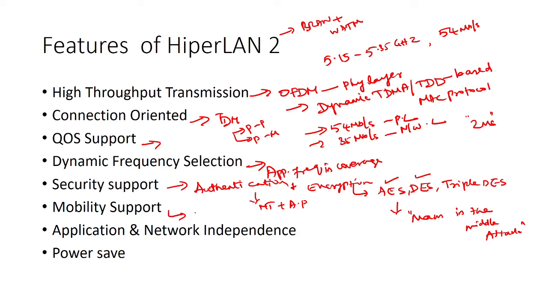Mobility support is done during the handover process. During the handover process, all connections will be taken care of, including the QoS parameters, which are supported after the handover.